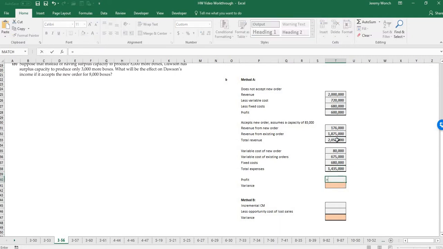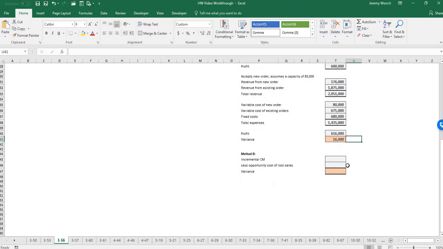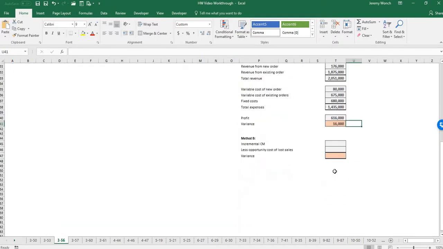This would give us a profit. Take our revenue minus our expenses of $616,000, which means if we accept this deal, even at that reduced capacity, we're still going to make $16,000 more than we would have. So we will make $616,000 instead of our regular $600,000. So still making money, still worth it to do the deal.